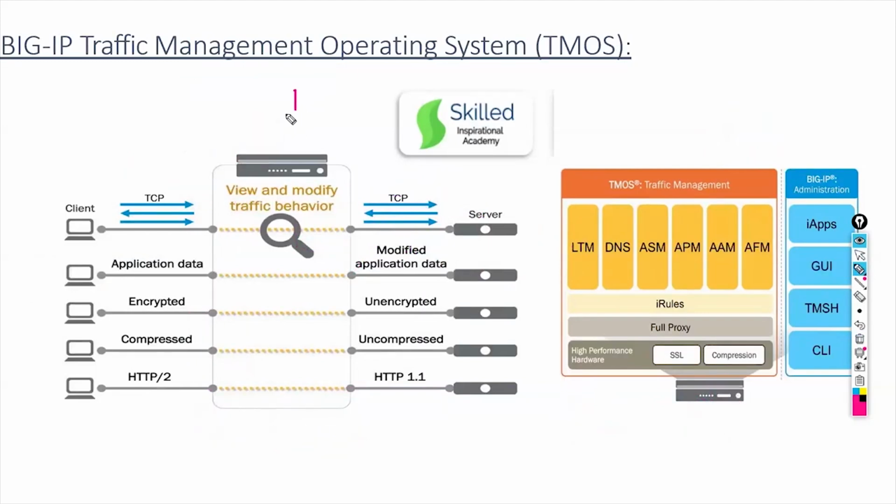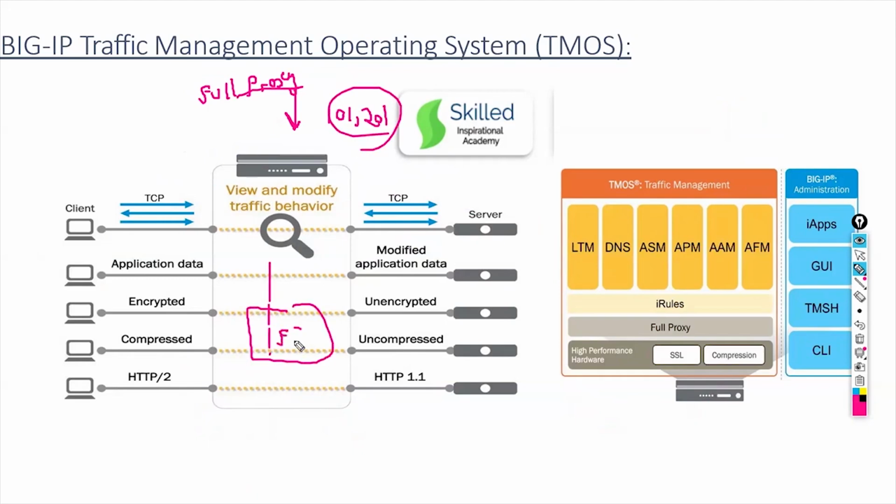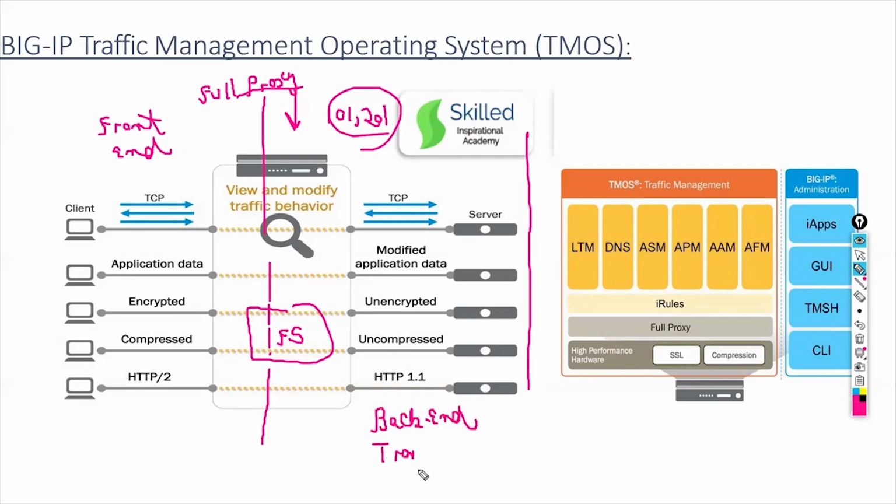And why is F5 called full proxy? This will be a question coming in your 101 and 201. So what does it mean? I told you, right? Let's say this is the F5 device in between. F5 is called full proxy. Why? You will see. Till this, there will be one TCP handshake. So this is called your front-end traffic. And from F5 to the server, this is called your back-end traffic. So F5 divides your front-end traffic and back-end traffic. So there will be a separate TCP handshake here and a separate TCP handshake between F5 and the server.